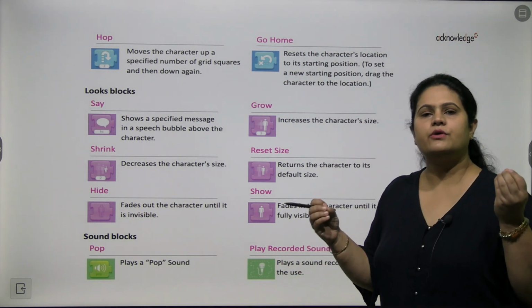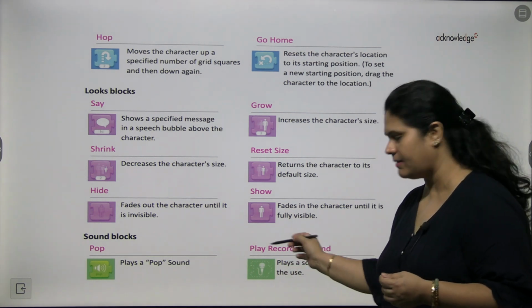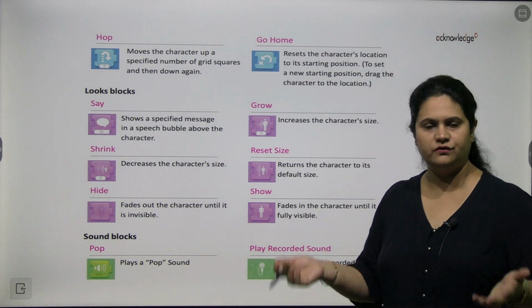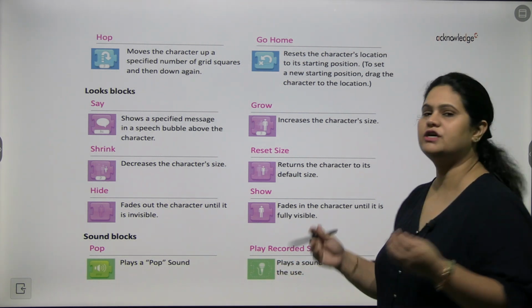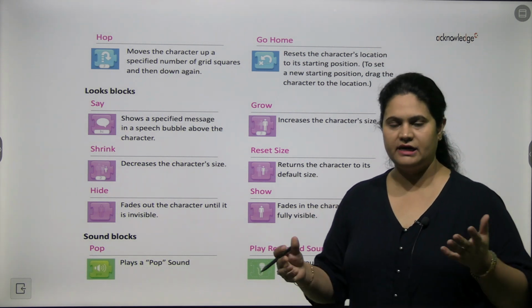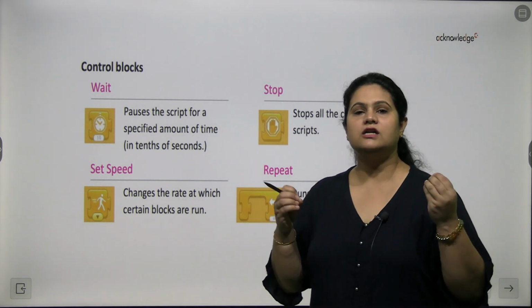Next, if you want to play any of the recorded sounds, children, you can use play recorded sound. See, there is a mic and you can record any of the sounds that you want to play here, and it plays the sound recorded by you. Next we have the control blocks.